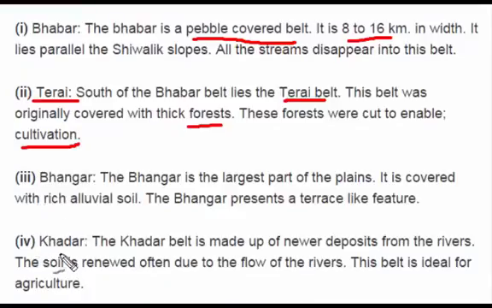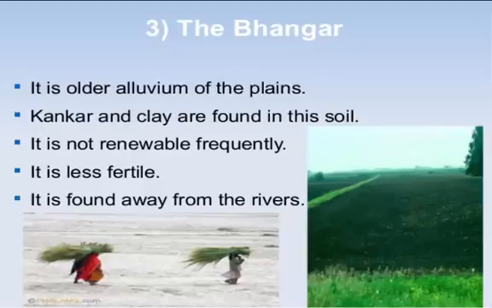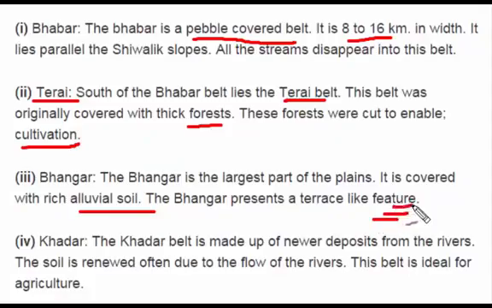Then comes Bhangar and Khadar. These both are the subdivision of alluvial soil. Bhangar is the largest part of the plain. It is covered with rich alluvial soil. The Bhangar presents a terrace-like feature, so it has these terrace sort of a thing for cultivation.